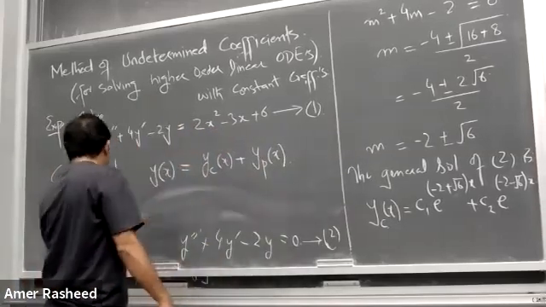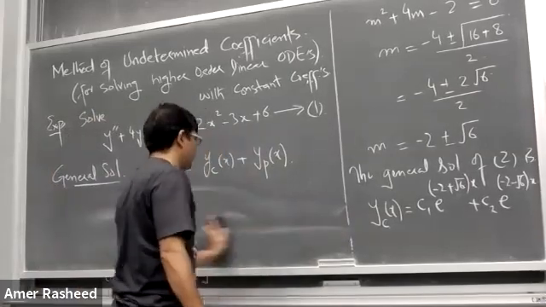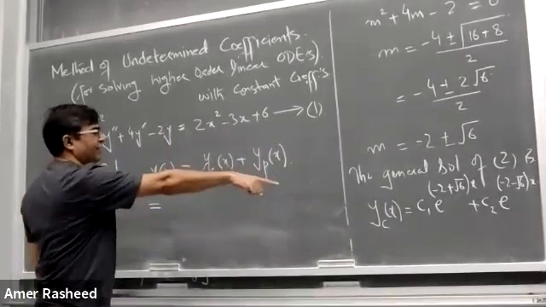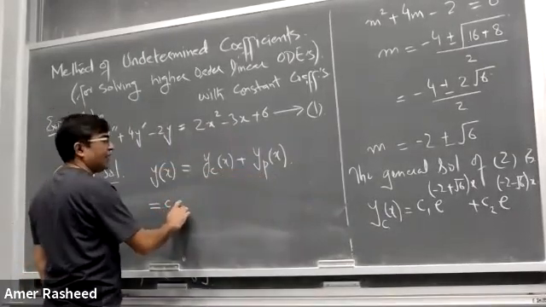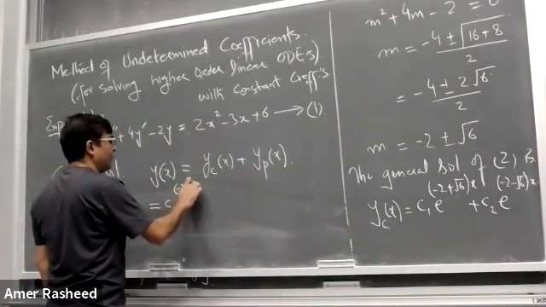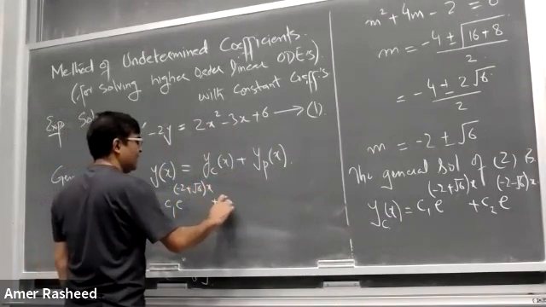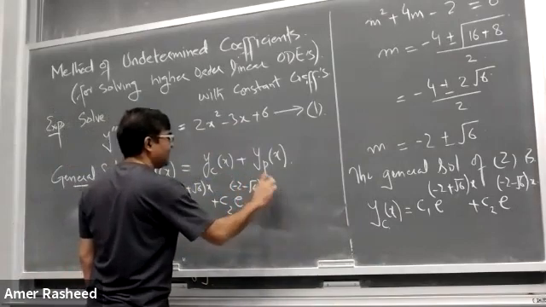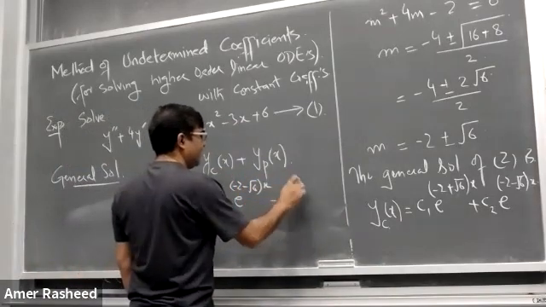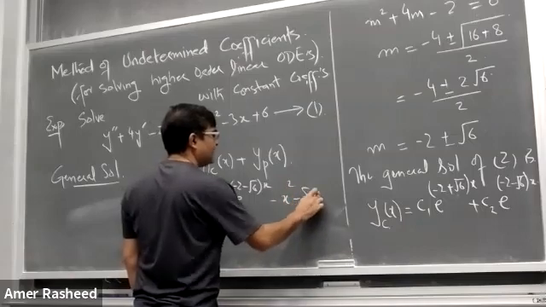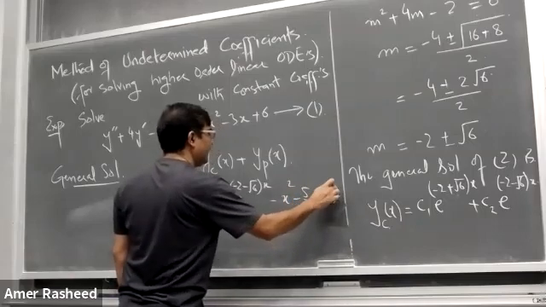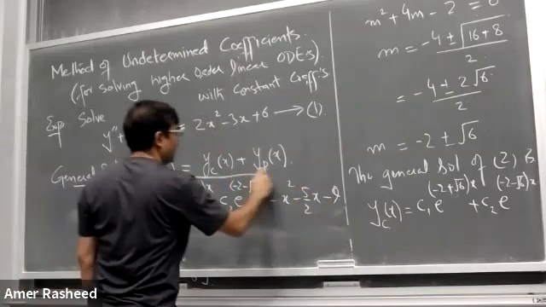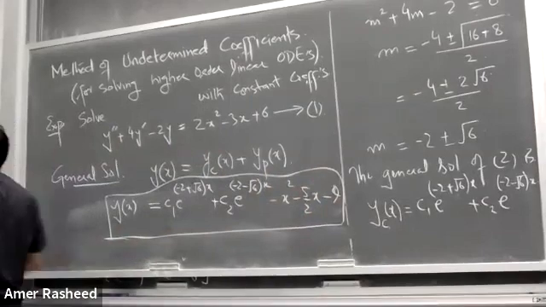Now we can write the general solution of the given differential equation, which is the complementary solution, C1 e raised to the power negative 2 plus root 6 times x, plus C2 e raised to the power negative 2 minus root 6 times x, and then minus x squared minus 5 by 2 x minus 9. So this is your general solution of the given differential equation.